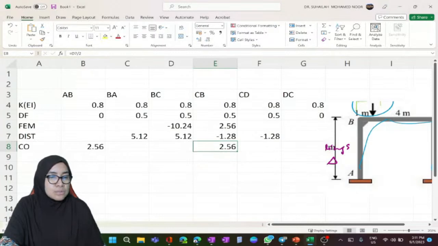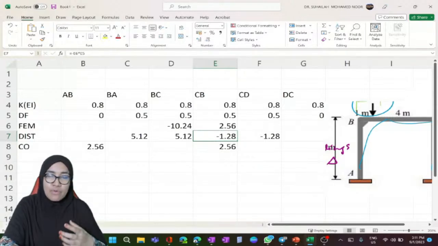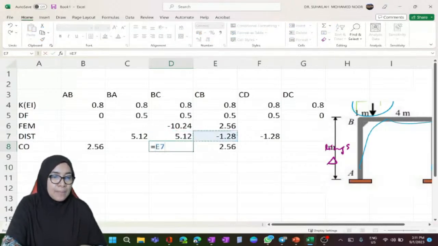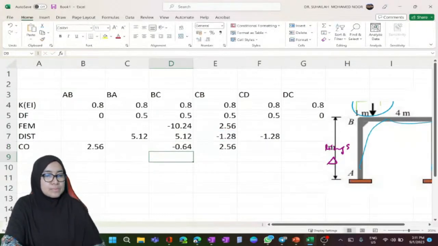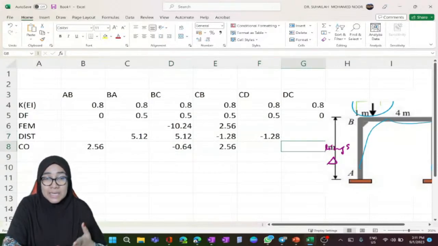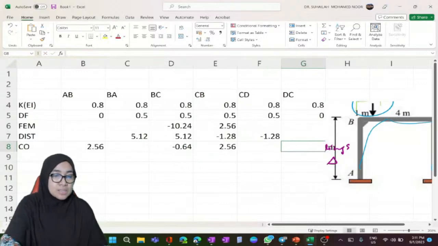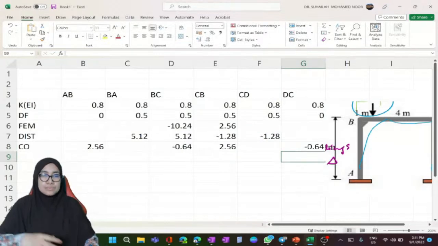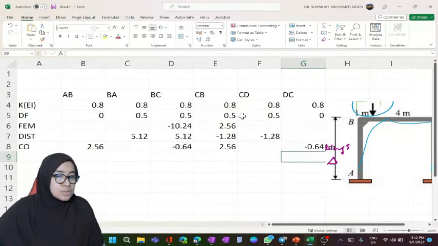Okay, so the value for CB, we have to carry to BC. So it is 1.28 divided by 2. And another one, we have a value for CD, so we have to carry to D, so it is divided by 2.